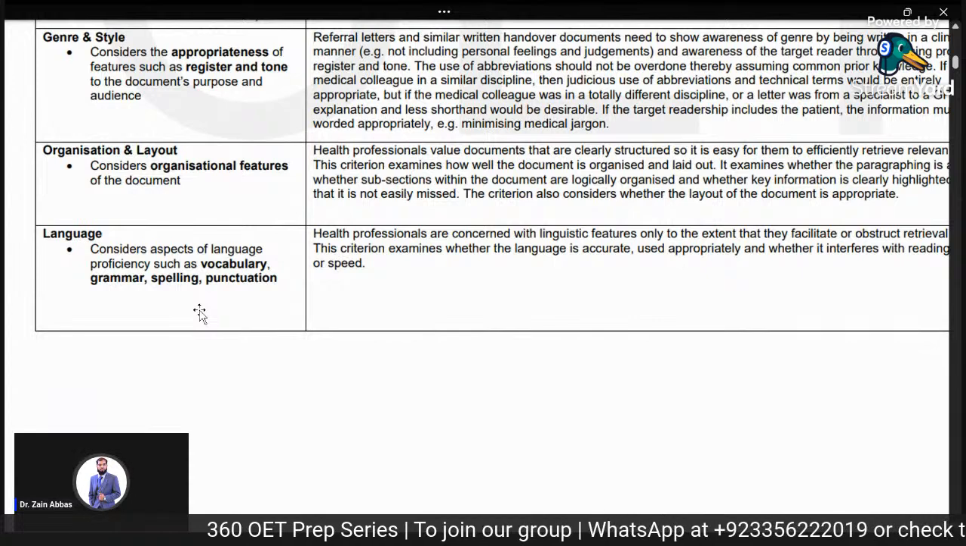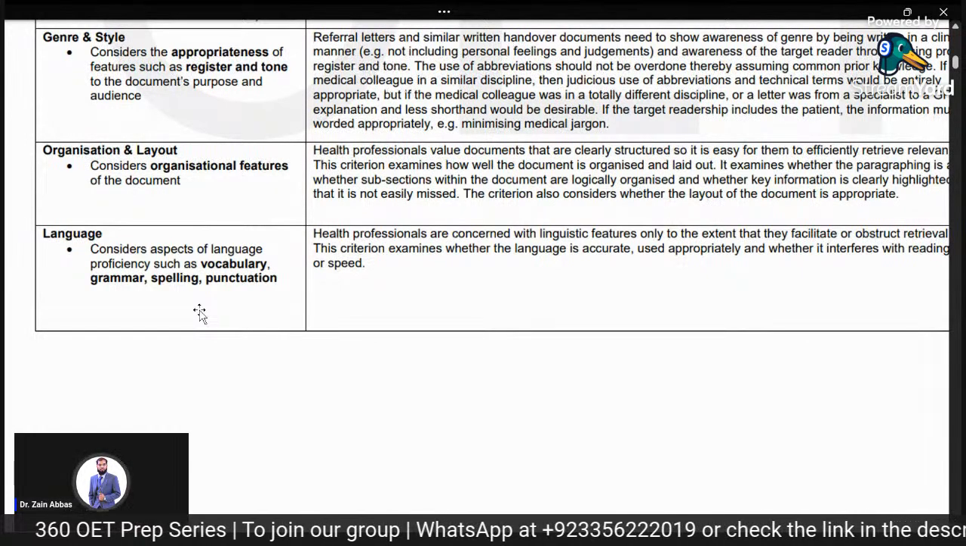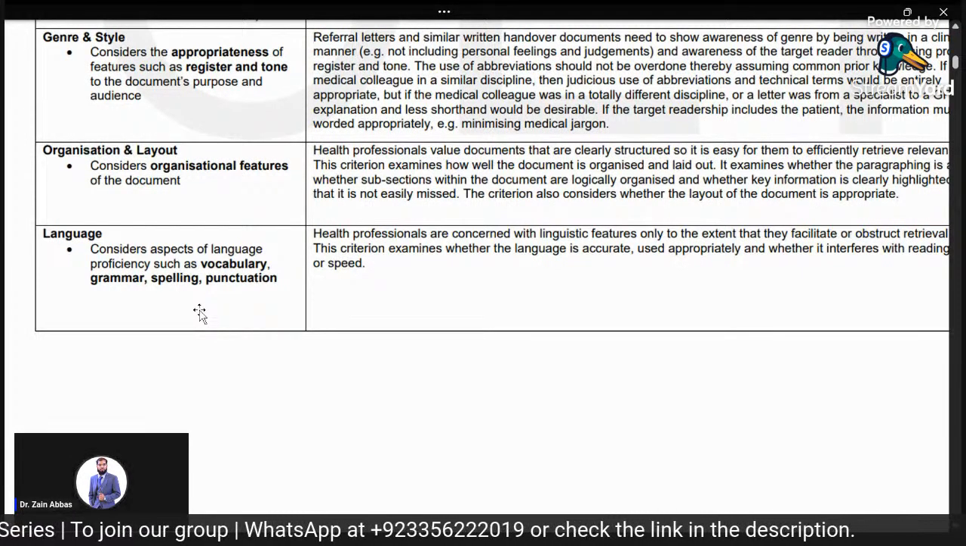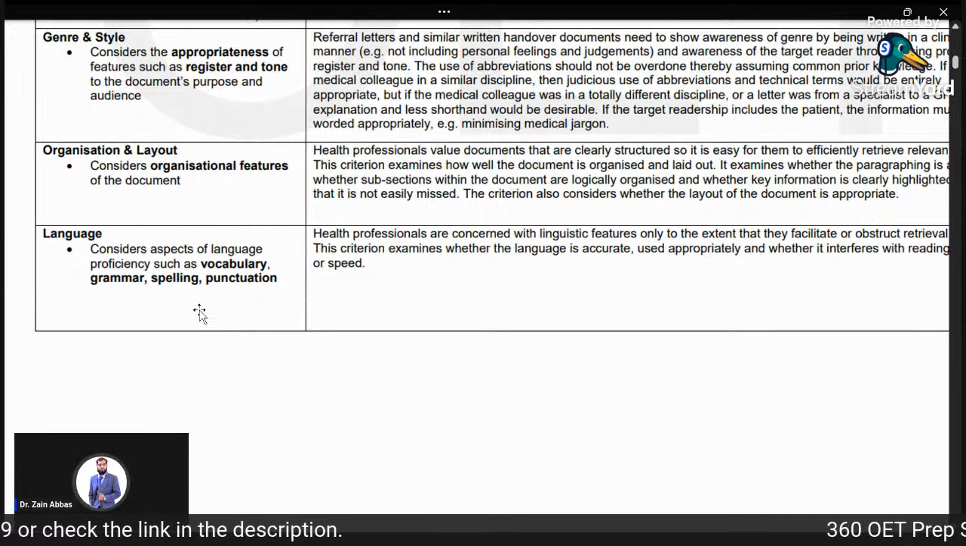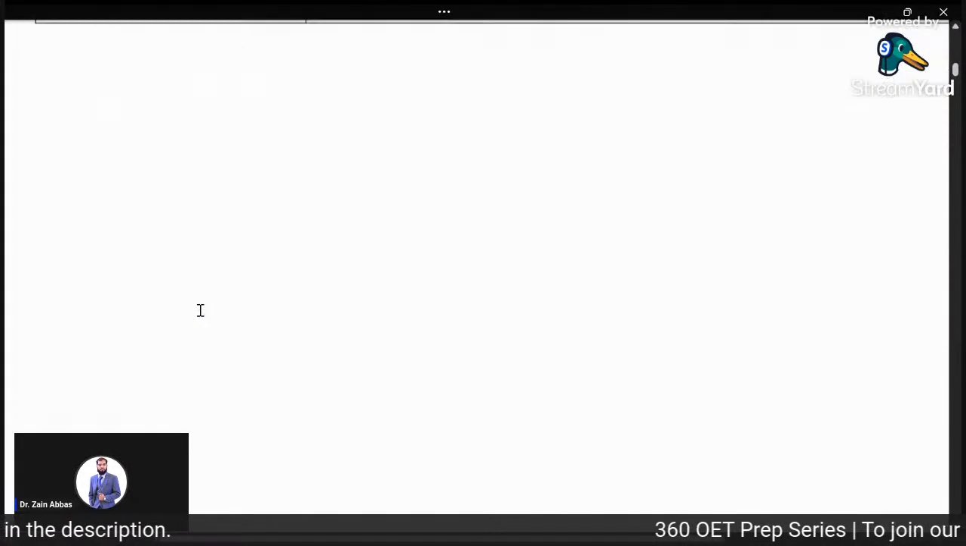The language of the letter, obviously, should be clear and proficient, such as vocabulary, spelling, punctuation, and grammar. These are important in the marking criteria as well.